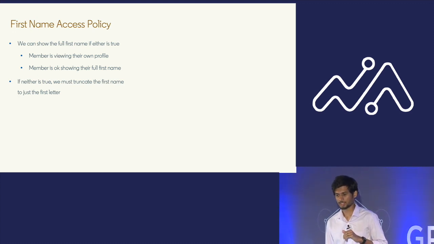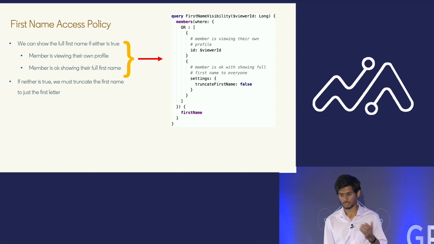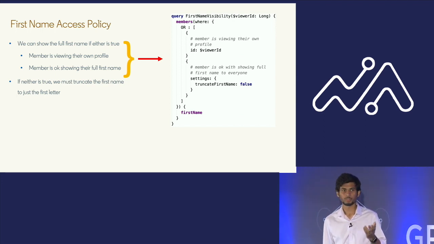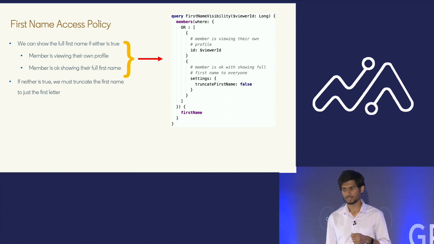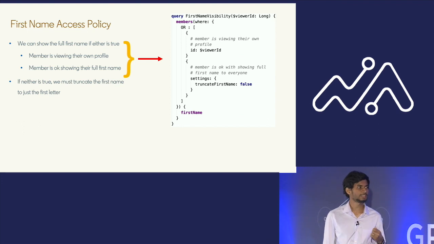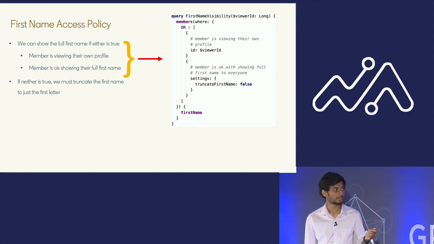So how do we express the input to this user-defined function? It turns out that we can express it via GraphQL. If you look at the GraphQL query on the right, it's saying exactly what we said in English. It is saying, show the member's first name if the ID is the same as the viewer ID, which means the member is viewing their own profile, or if their settings say that it's OK to not truncate their first name.